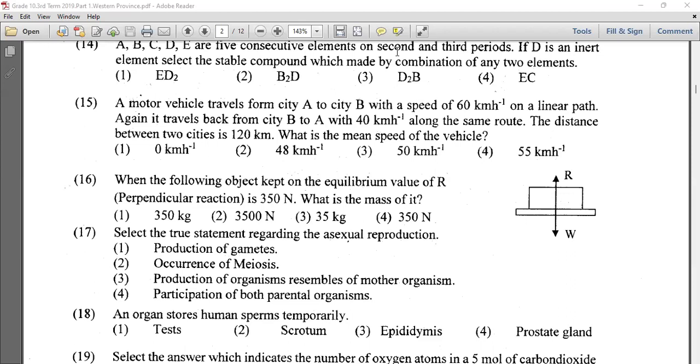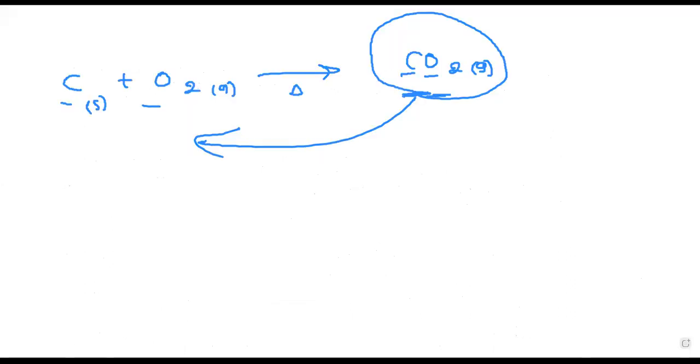Okay, right. Now, you can twist the mean speed question in many ways. Simple, a little thinking is needed, right? The cities A and B. Two cities are there, A, B, right? This vehicle, when it is going from A to B, travels with a speed of 60 kilometers per hour.